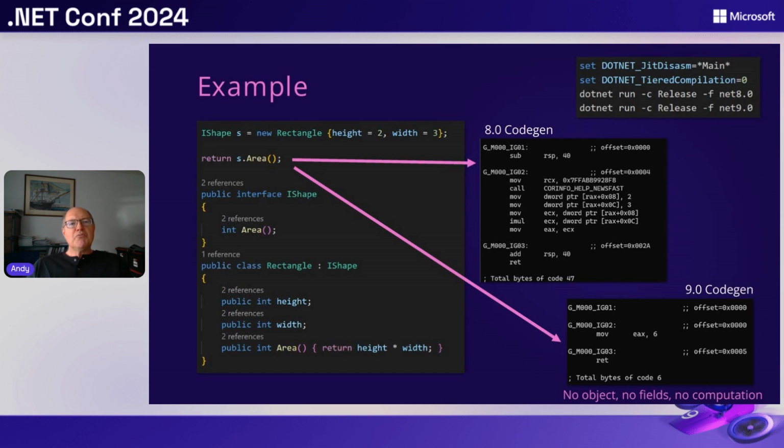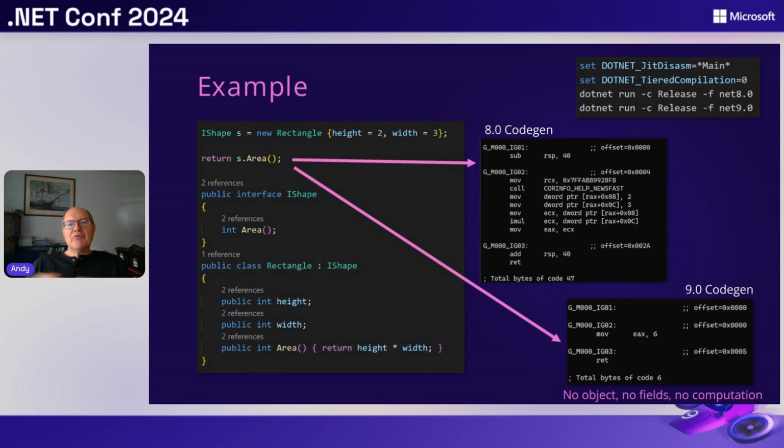Now in 8.0, we were smart enough to see that this thing was really a rectangle under the covers. So we basically devirtualized that interface call. But in order to make interface dispatch work, we had to allocate an object. And so we're still allocating an object in 8.0. And then we're initializing its field. If you look at that little box of codegen that says 8.0, you'll see there's a call in there to a routine called CORINFO_HELP_NEWSFAST. That's allocating a heap object. We then fill in the fields of the heap object, writing 2s and 3s, and then we read those back to compute the area. So we immediately read back the values that we just wrote, and then we return.